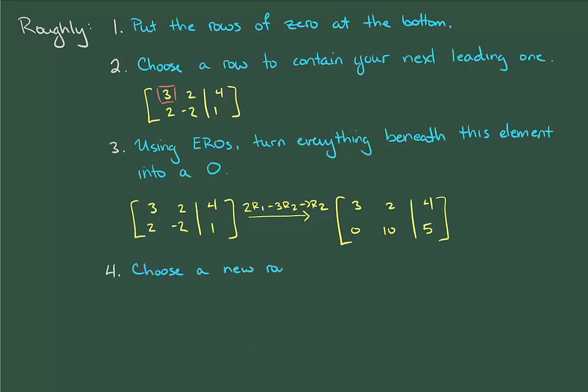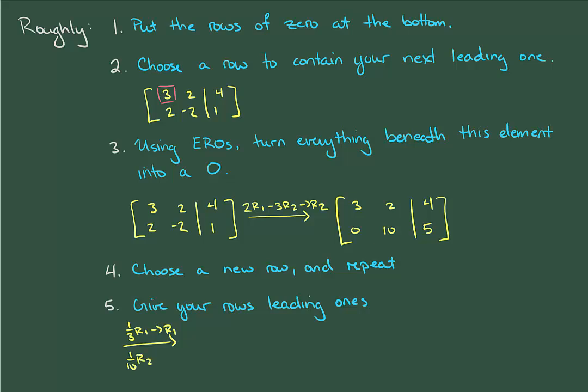If we had more rows, we'd now choose a new one and repeat the process until we ran out of rows, but we're out of rows. So our matrix should now have the rough outline of a staircase, and so we need only make each element into a leading one. That means scaling row 1 by 1/3 and row 2 by 1/10.